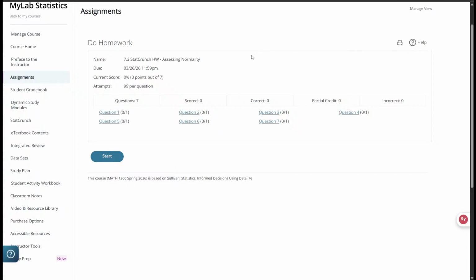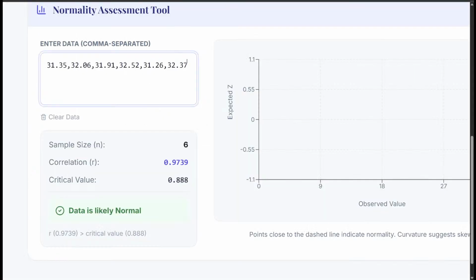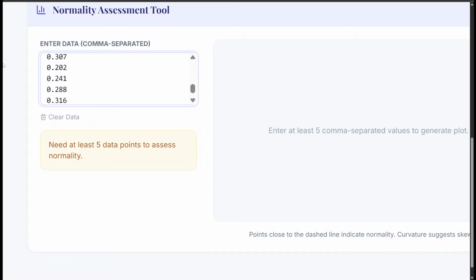All right, so here is our data for this one. When you copy and paste it, you can copy and paste it right into my calculator. However, what it does is it doesn't put the commas after it. So you have to go back up and put the commas after it.